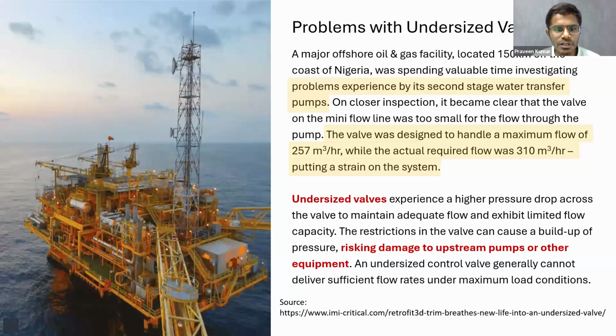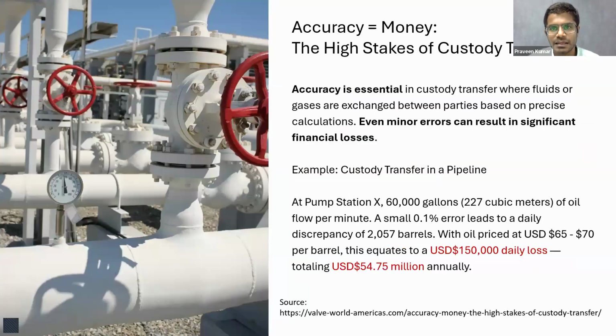Okay. So starting with the recap, last week we started the webinar with a few real life cases or scenarios where we explained how an undersized valve created a lot of problems in the valve life, as well as risked the other equipment in the system, right? And then how accuracy is equal to money. So even a small percentage of error in flow measurement will cause financial loss.